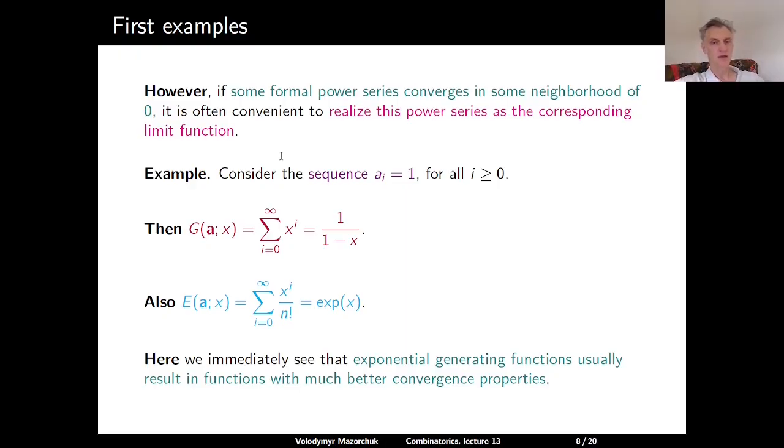Informally, we can say that for ordinary generating functions, we compare our sequence with a constant sequence, while for exponential generating functions, we compare our sequence with the sequence n factorial. And that sequence grows quite rapidly, so we can efficiently study sequences with much more rapid growth.